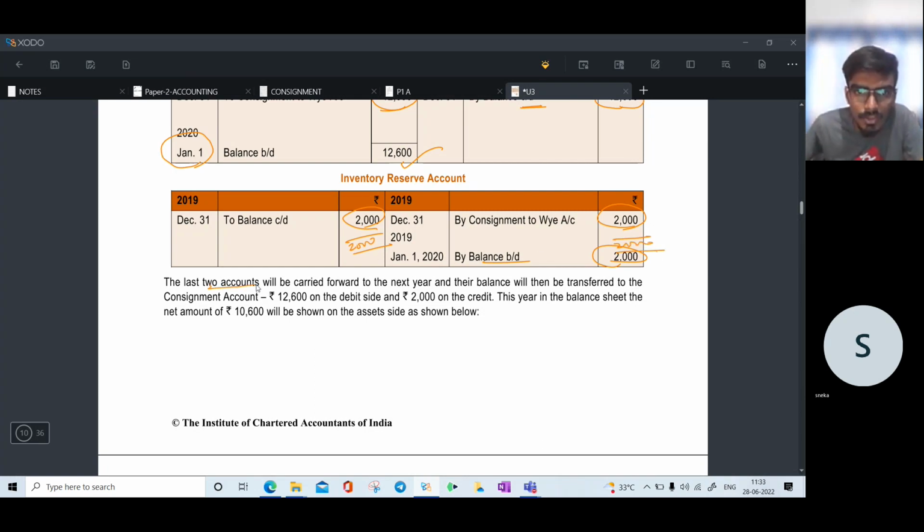Look here, the last two accounts will be carried forward to the next year and their balance will then transfer to the consignment account. From these individual accounts, what comes out? A full-fledged consignment account comes out. 12,600 on the debit side, 2,000 on the credit side.